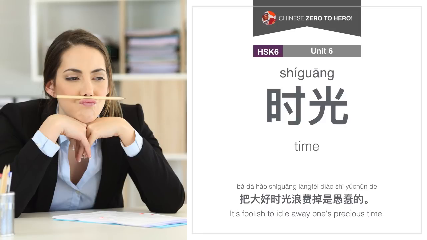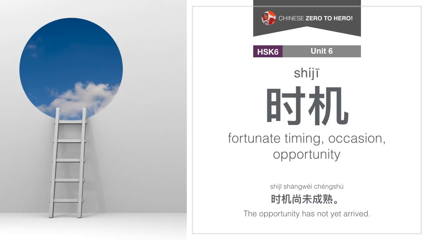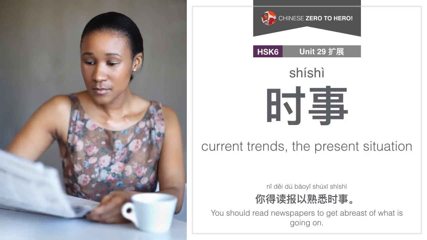In HSK 6, we also learned 时光 meaning time, that is time that can be spent or enjoyed. 把大好时光浪费掉是愚蠢的 It's foolish to idle away one's precious time. In HSK 6, we also learn 时机 meaning fortunate timing, occasion, or opportunity. 时机尚未成熟 The opportunity has not yet arrived. In HSK 6, we also learn 时事 meaning current trends or the present situation. 你得读报以熟悉时事 You should read newspapers to get abreast of what is going on.